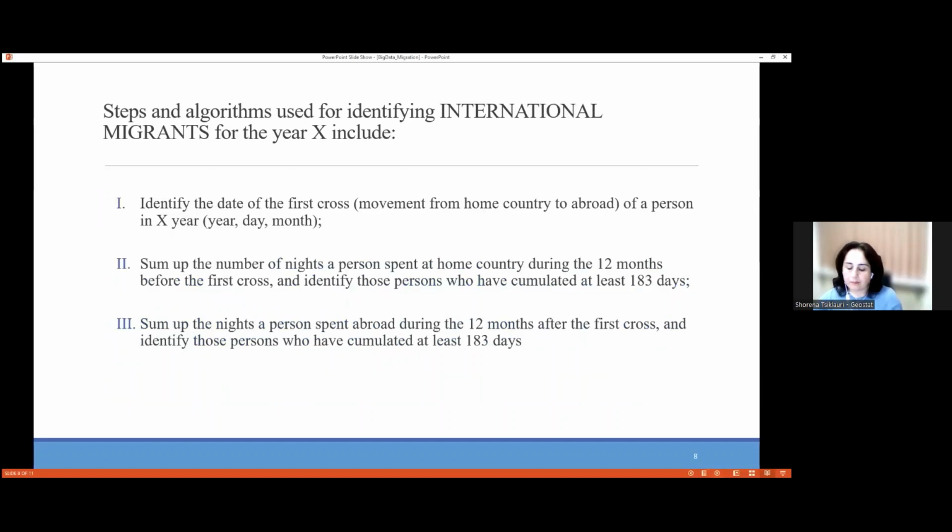From the point of view of MPD, the concept of migration can be defined as the international mobility of subscribers, and we will need several steps to identify international migrants. We can apply again the 6 months criterion for this.